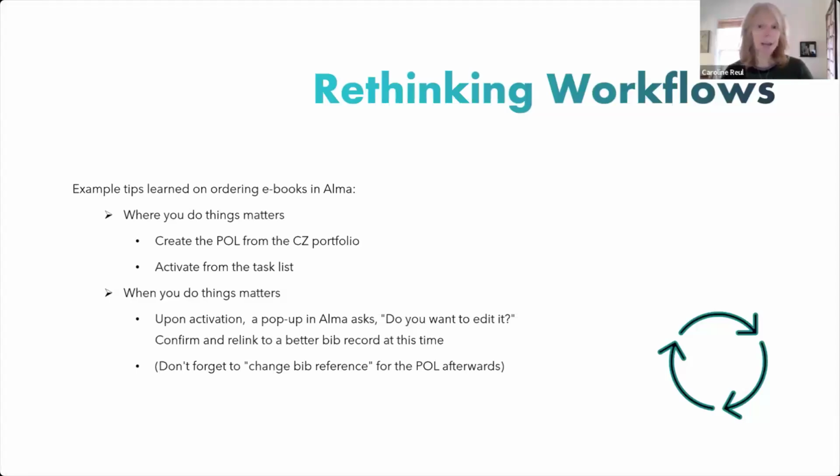Where you do things matters. So it's best to create the POL from the CZ portfolio. That's where we order from. We search the CZ, find the portfolio that we want, and place the order there. And then once it's ready in the catalog, we activate from the task list. And one thing that's really nice about doing it there, as opposed to some other places where you could activate, is that you see the activation note. So if I need to notify someone that their ebook is ready, I have that information right there for me.